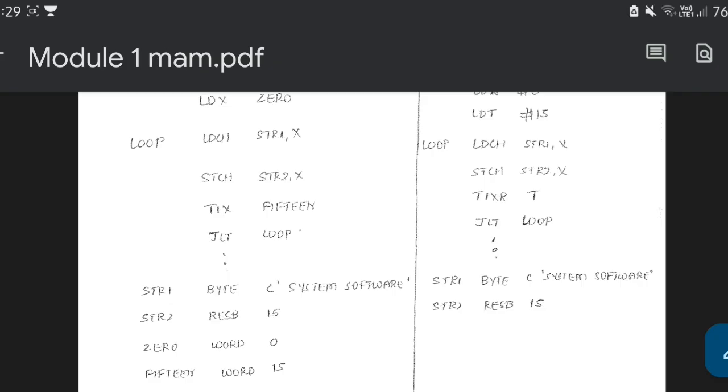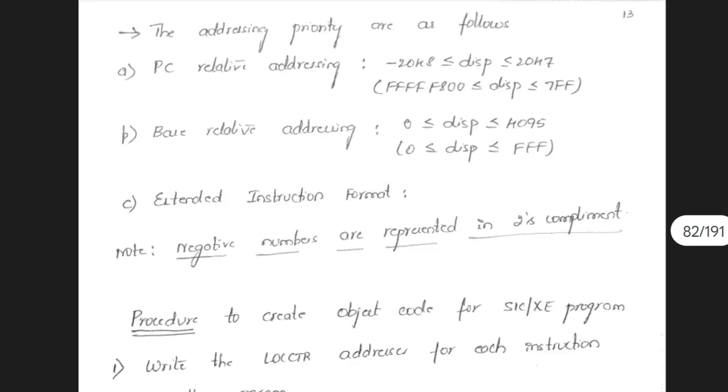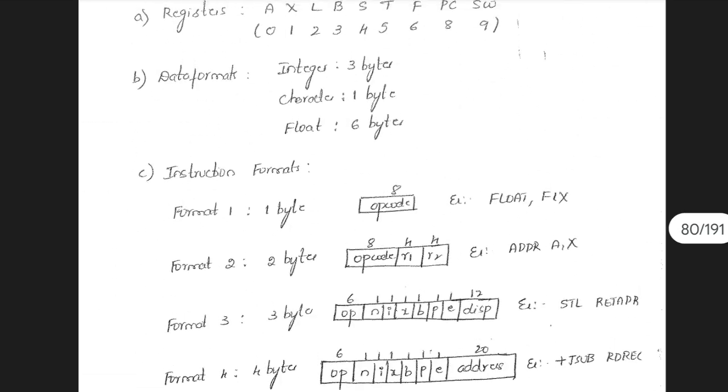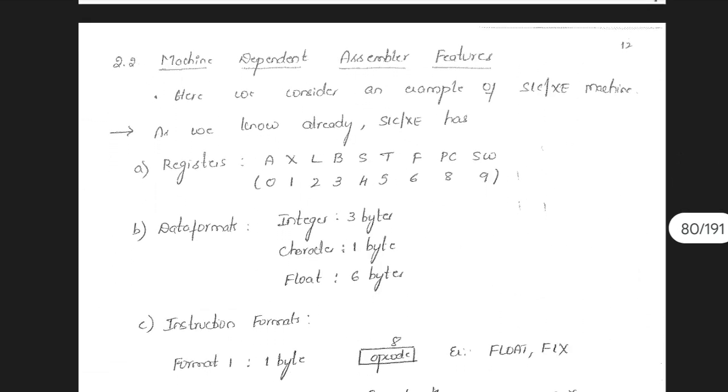So let's go to that page number. So machine dependent and independent features. The important one that I told is independent features. So this is the machine dependent features. Just one page we have. You have to just write about the registers, data format, instruction format.